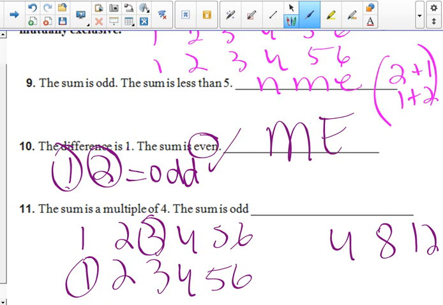If the sum is a multiple of 4 and the sum is also odd, is that a possibility? What is 4? Is it even or odd? So can it be both even and odd? No. So it's mutually exclusive. It's not possible.